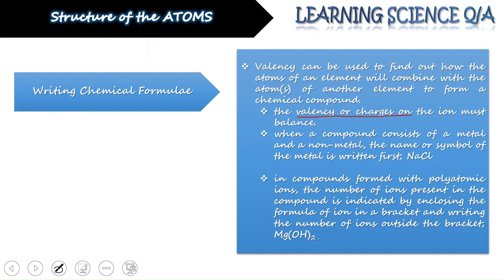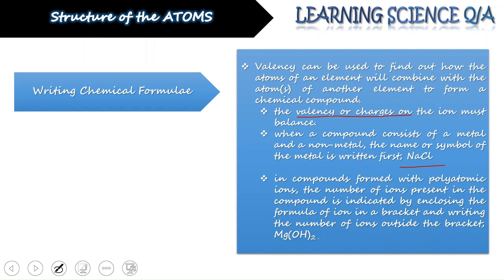When a compound is made up of a metal and a non-metal combining together, the name or the symbol is written as metal followed by the non-metal. That means in common salt made by Na and Cl, Na will be written first and chlorine will be written next. That means metal is always followed by the non-metal.